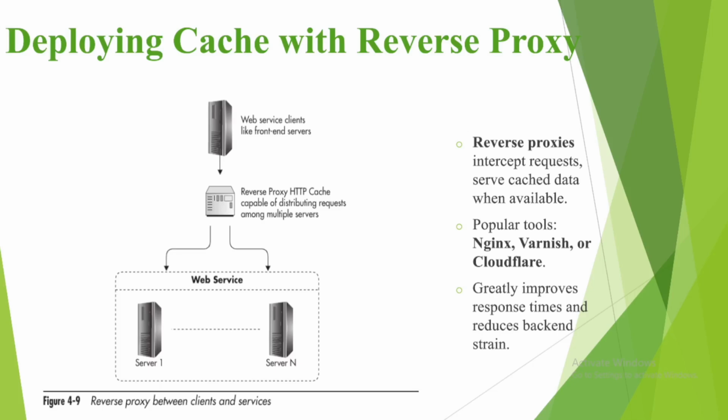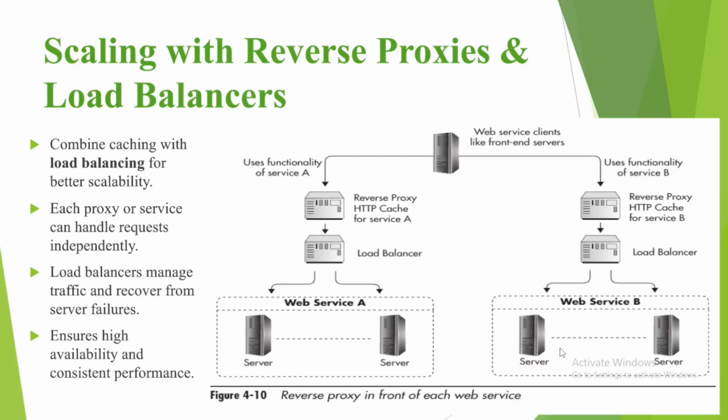Now on slide 22, reverse proxies such as Nginx and Varnish help serve cached responses quickly and greatly improve response times and reduce backend strain. And scaling with reverse proxies and load balancers: combine caching with load balancing for better scalability. Together, the reverse proxy and load balancer ensure a fast, reliable, and scalable system. The load balancer mainly manages the traffic and replaces failed servers automatically.